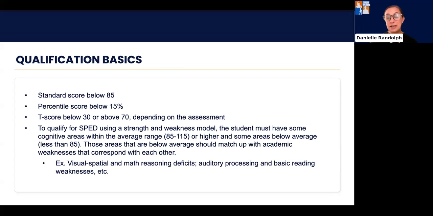Visual spatial skills and math reasoning deficits go hand in hand. Auditory processing and basic reading weaknesses go hand in hand.